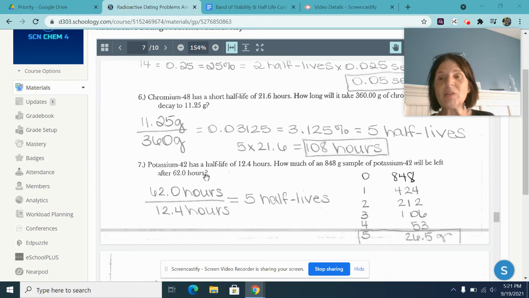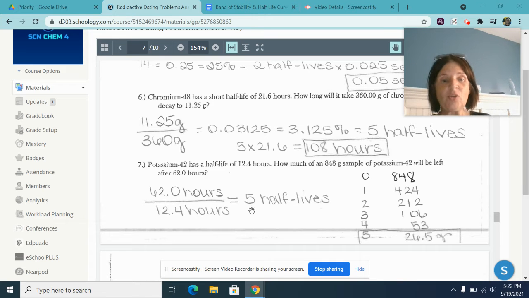When you have two time amounts, you want to divide the amount of time that it's been decaying, that is normally the larger amount that you're going to be given, by the half-life for that particular isotope. So in this case, potassium-42 has been decaying for 62 hours and each half-life is 12.4 hours. What we've got to find out is how many half-lives potassium-42 has been decaying for.